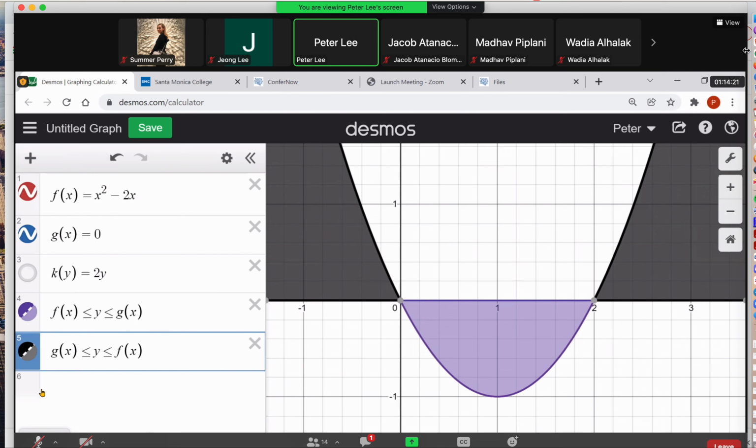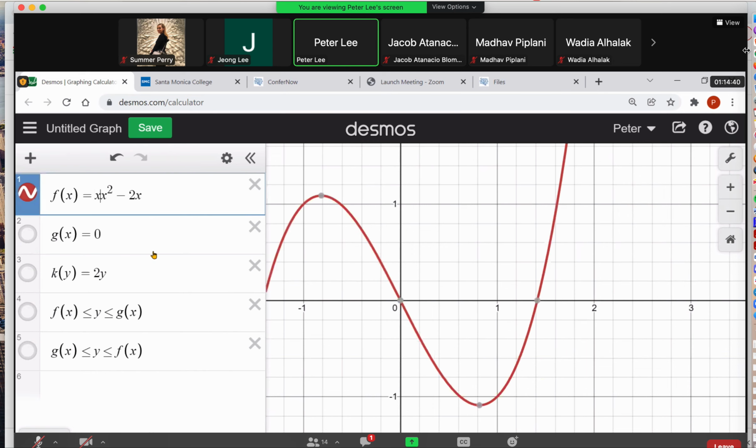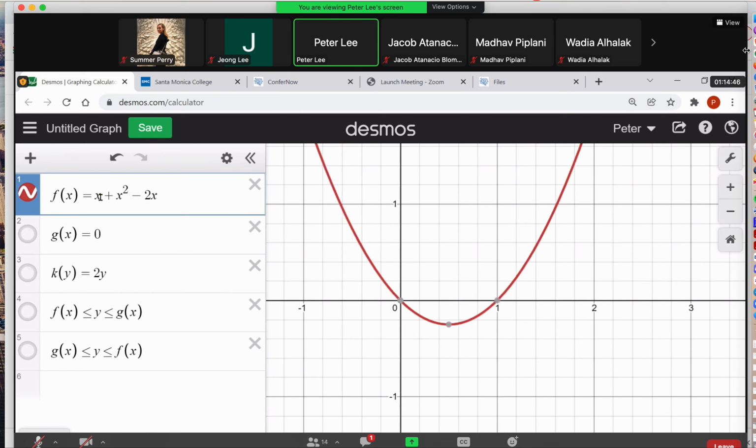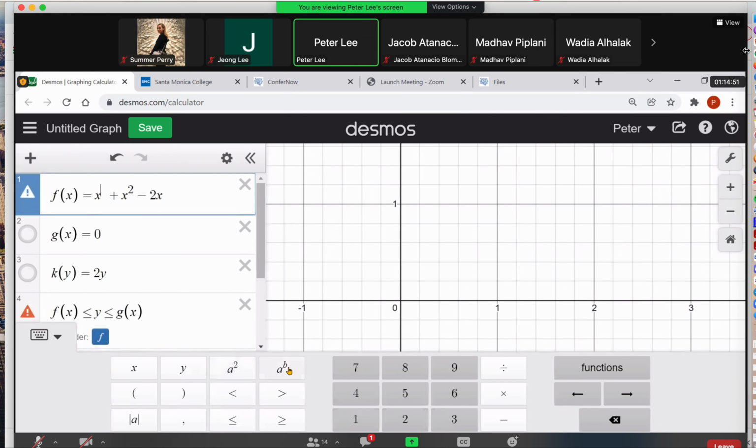Let me see. Now let's look at example 2. Example 2, now let me change it here. Example 2 is y is equal to what? Again, let me do example 2 while I'm here. So that will be x cubed plus 2x squared, and then minus 3x.